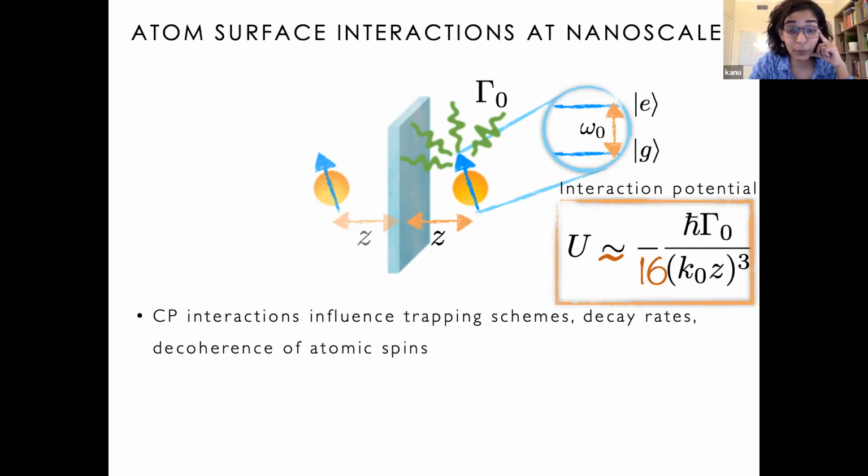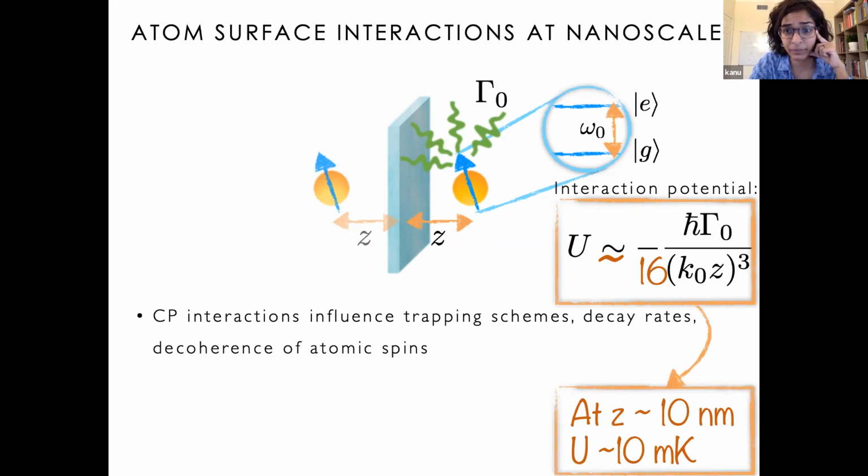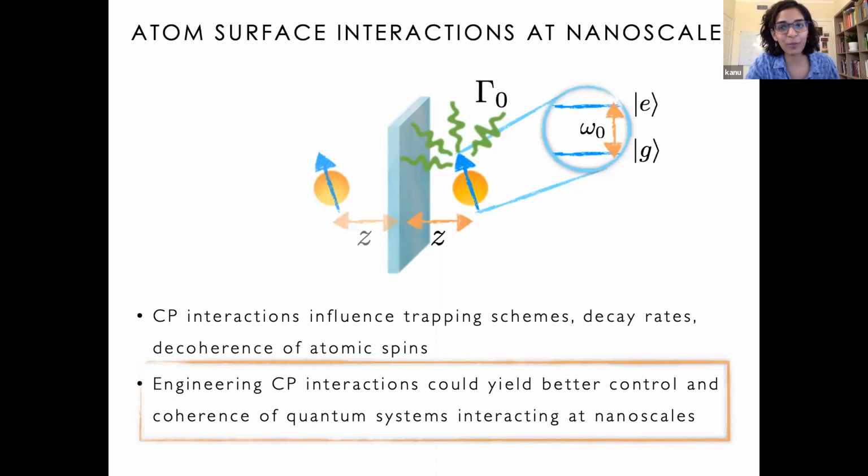All right, so if we plug in some typical numbers in this expression, we see that at distances of, let's say, tens of nanometers for a rubidium atom D2 transition, which is a very typical atom used in AMO experiments, there's a very strong attractive potential which overpowers our usual ways of trapping atoms using lasers and magnetic fields. So this motivates us to come up with new ways to cope with fluctuation effects and to be able to trap our atoms and preserve coherences of our quantum systems at nanoscales.